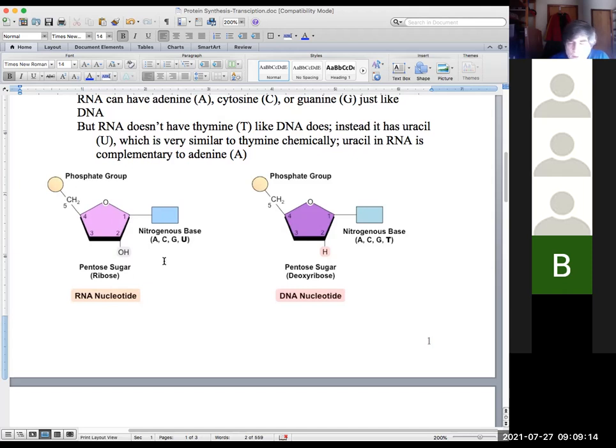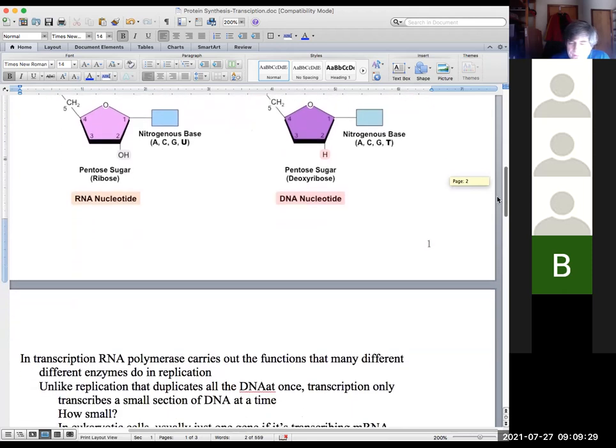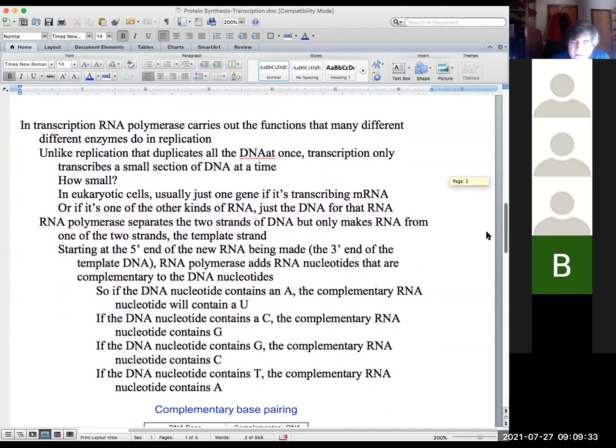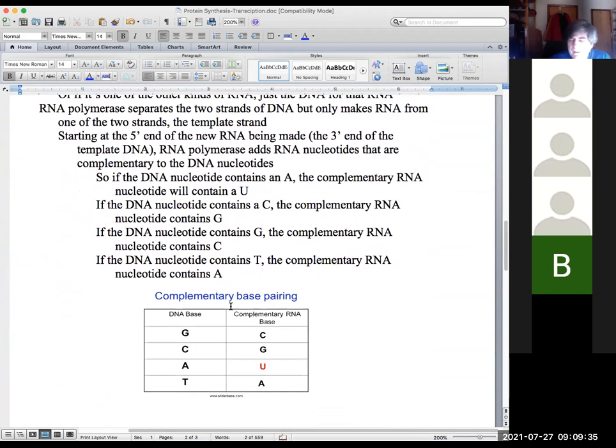So most of the time when we're looking at RNA, we're just going to leave the ribose out, and we're also going to leave the phosphate out. And we're just going to focus on that A, C, G, or U, because that's really where the information is. Now, when we look at RNA and we look at how RNA is made from the DNA, remember our rules for complementary base pairing.